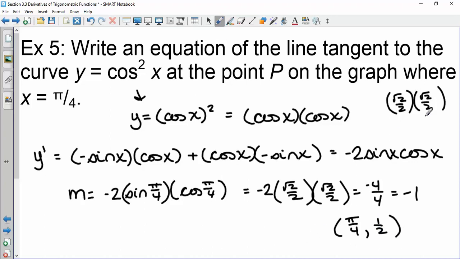Wait, what was that last step? Okay, to find the y value, because all I gave you was the x of the ordered pair, I plugged pi over 4 into the original. So cosine of x, cosine of that is radical 2 over 2 times radical 2 over 2. So you get the square root of 4 over 4, which reduces to 1/2.